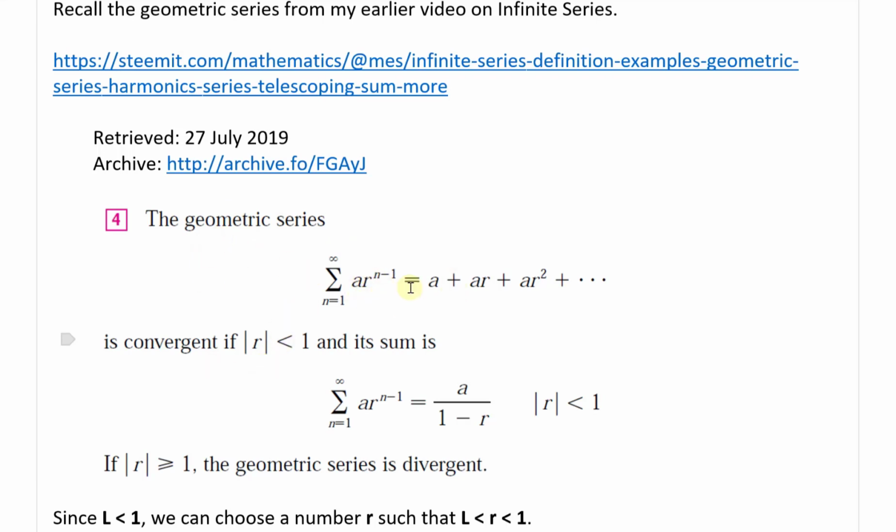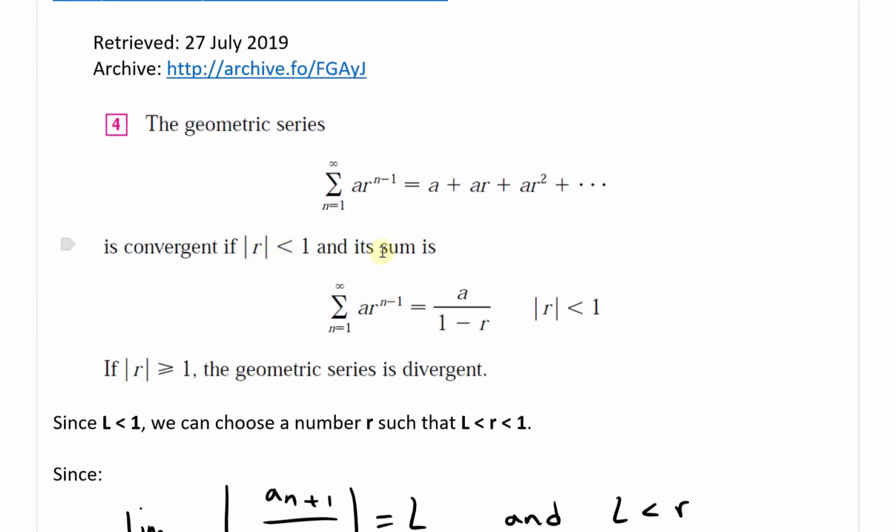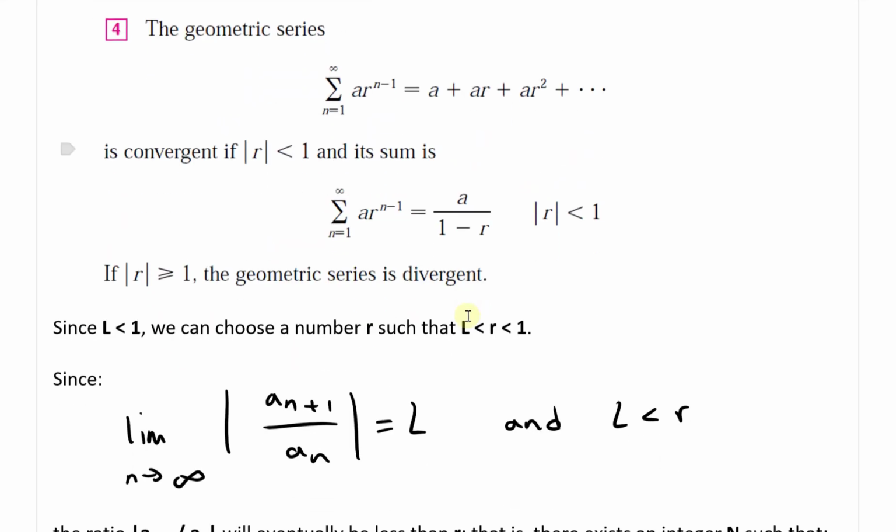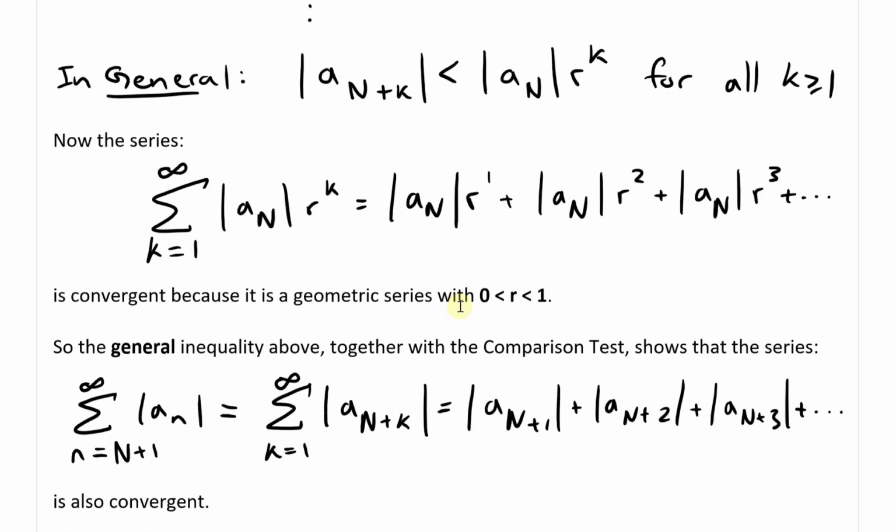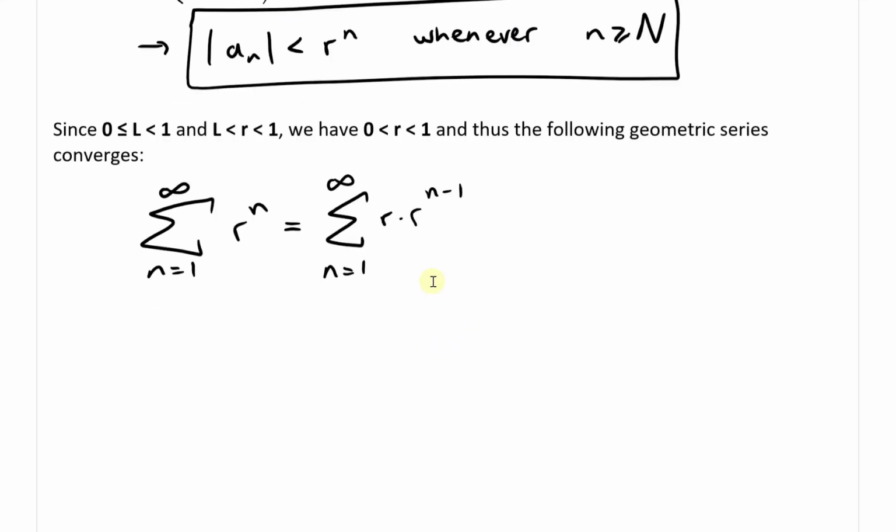So we have here the geometric series A R to the n minus 1, from n equals 1 to infinity. The summation is convergent if the absolute value of R is less than 1, and its sum is A over 1 minus R. So let's teleport back again. All right, so we just teleported back over here. So that is a convergent geometric series.